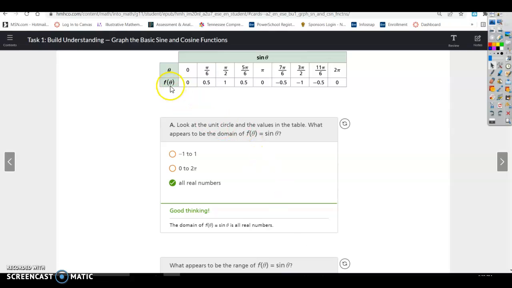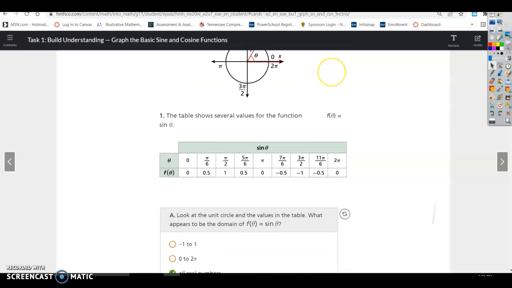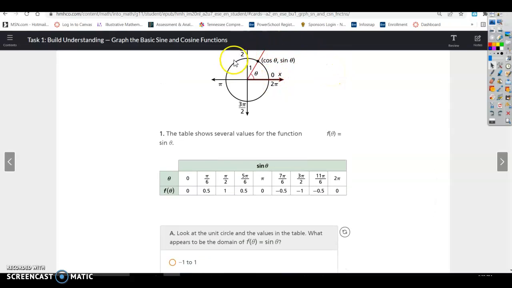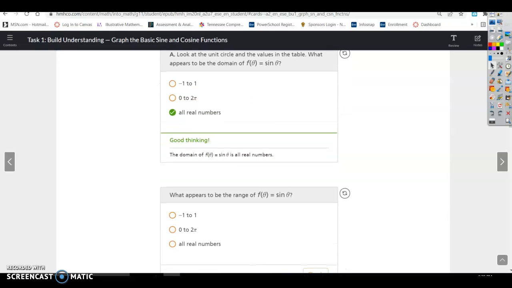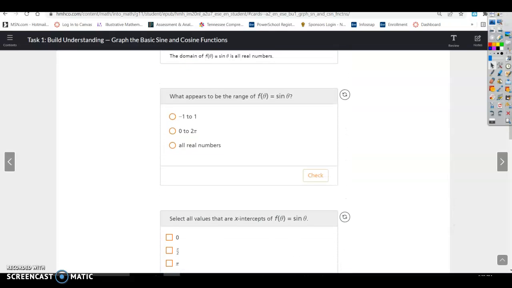Now, the table does not show all real numbers because this is just a few values based on one rotation of 0 to 2 pi. But as you remember, when we were looking at angle measures, you can go counterclockwise, which is your positive angle, or you can go clockwise, which is a negative angle measure, and you can rotate more than one time around. So that tells us that our domain would be all real numbers.